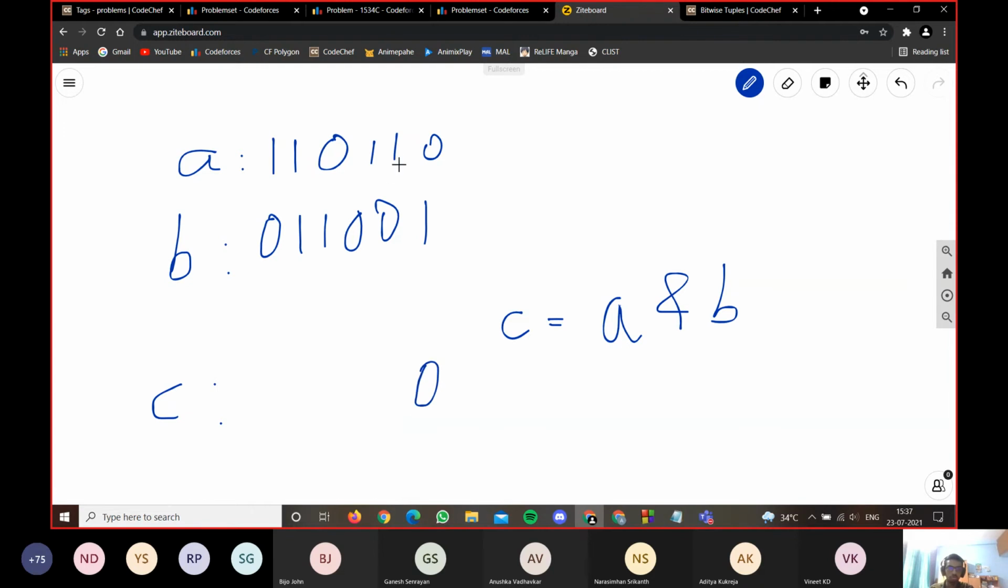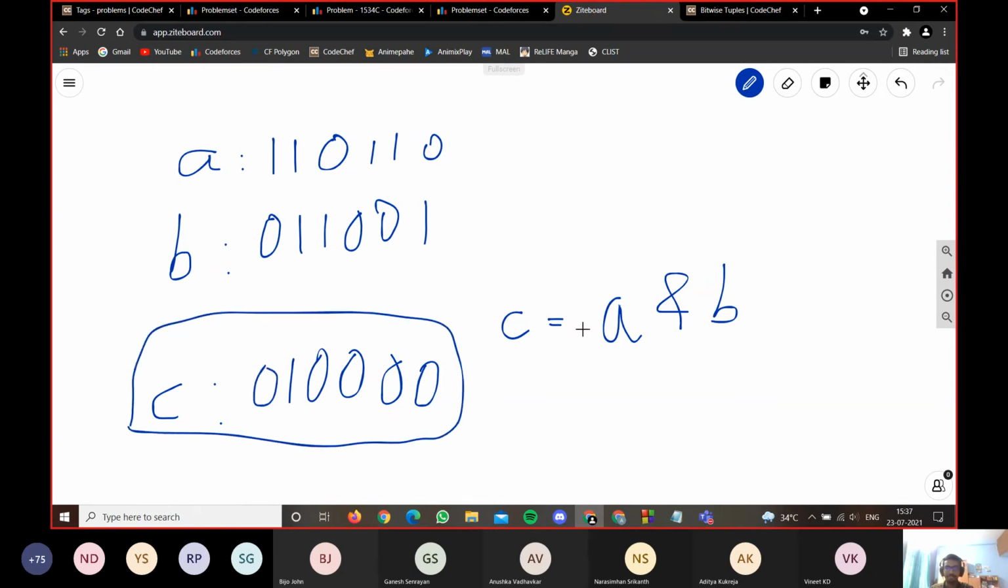Both of them are 1? No. So I'll put a 0 for this bit. Both of them are 1? No. I'll put a 0 for this bit. Both of them are 1? No. I'll put a 0 for this bit. Both of them are 1? Yes. So I put a 1 for this bit. Both of them are 1? No. I put a 0 for this bit. This is A and B.